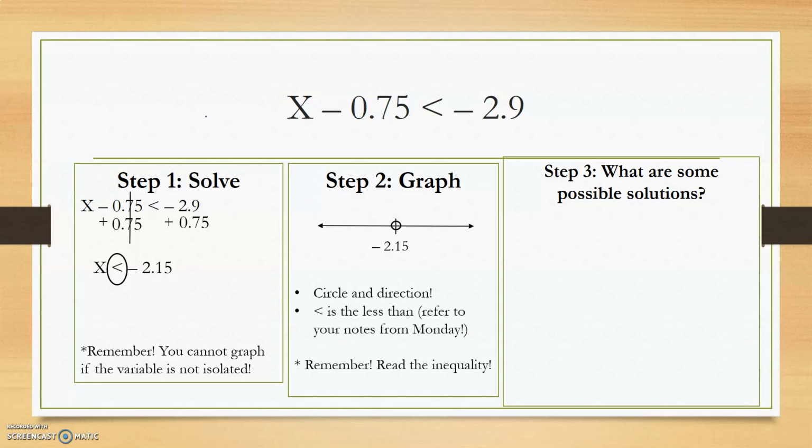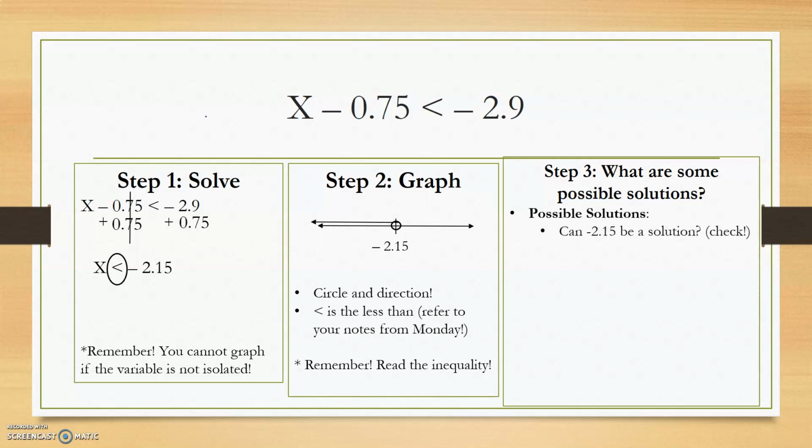Okay? All right, we're also going to look at direction. Remember to read the inequality. This inequality is saying it's less than negative 2.15. Okay, that means it has to be smaller. That means we want to go in the left direction, away from 0. We're getting smaller.